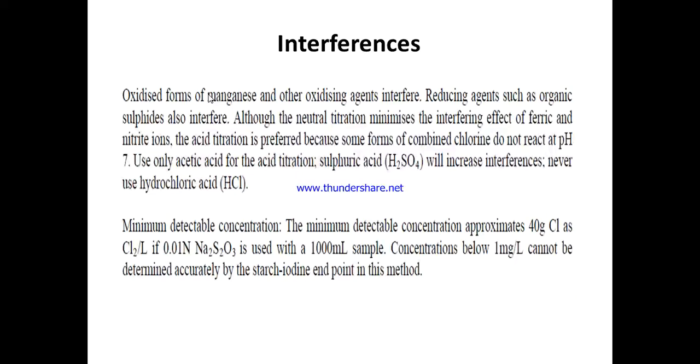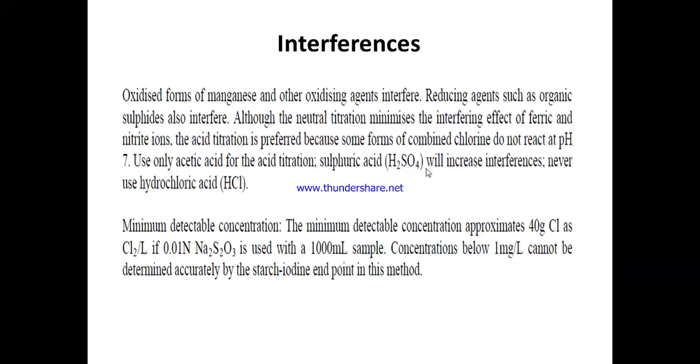Okay, so interferences. Oxidized forms of manganese and other oxidizing agents interfere. Reducing agents such as organic sulfides also interfere. These can create problems in the titration experiment. Although neutral titration minimizes the interfering effect of ferric and nitrite ions, acid titration is preferred because some forms of combined chlorine do not react at pH 7. So we use only acetic acid for acid titration. Sulfuric acid will increase interference, so sulfuric acid as well as hydrochloric acid HCl should not be used.